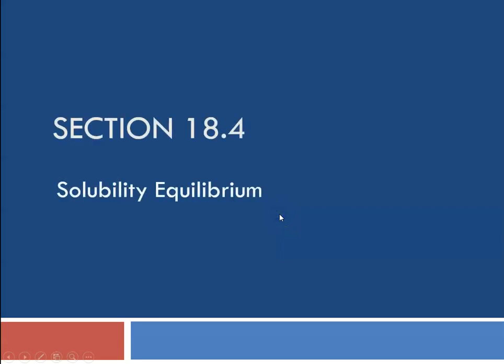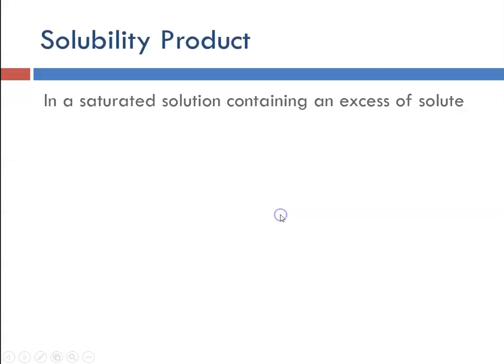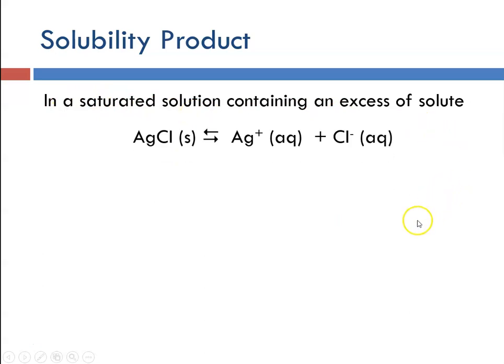And today we're going to be talking about solubility equilibrium. So we talk about something called a solubility product. And what we're talking about is when a saturated solution has an excess of solute in it. So when you purchase a solution and it's a saturated solution, the way you know it's saturated is because there's a big pile of solute at the bottom. And that means that there's an equilibrium established between the solid and the aqueous phase.